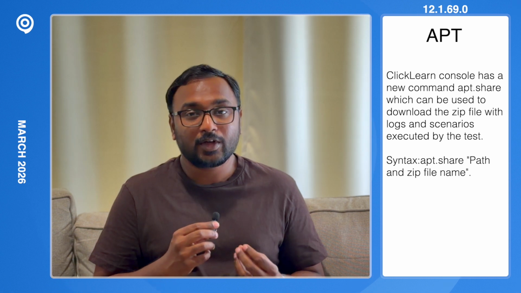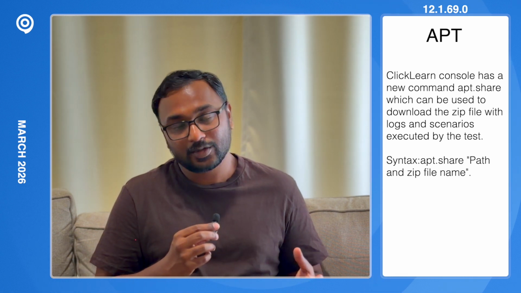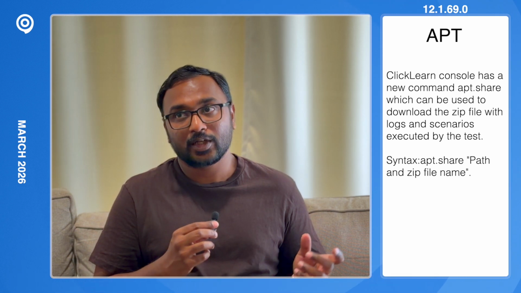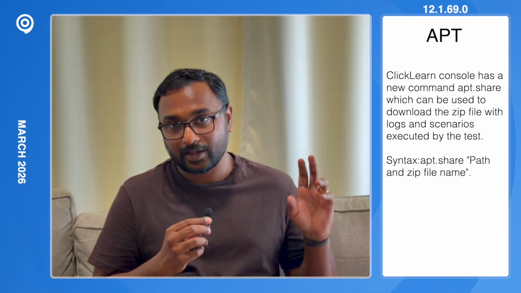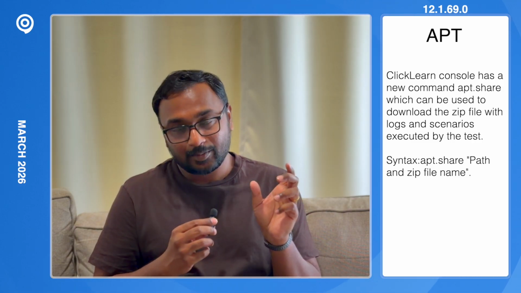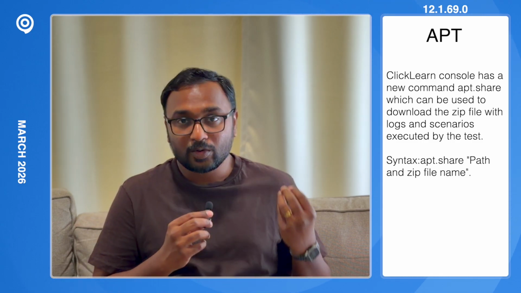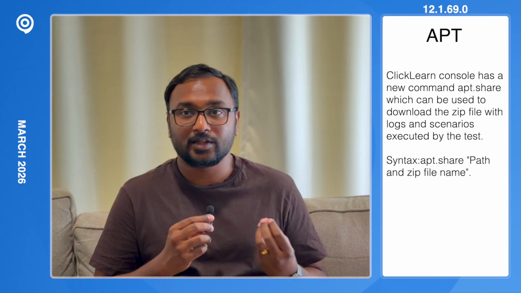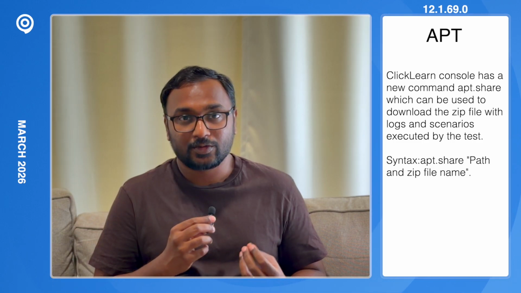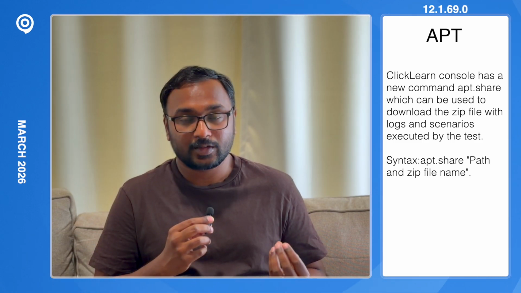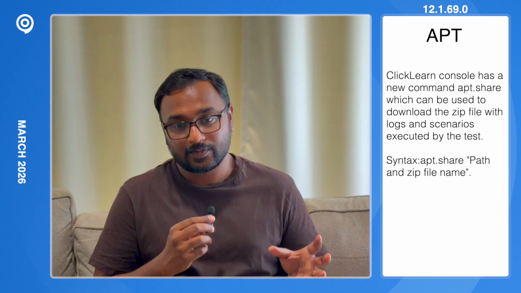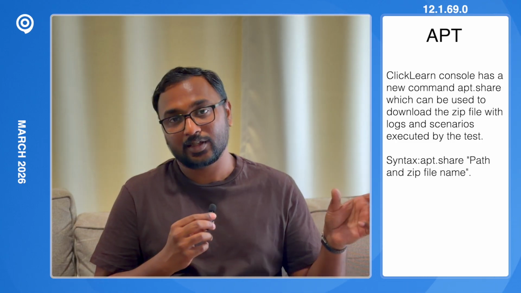With respect to APT in the ClickLearn console, we now have a new command that has been introduced in the console, and the command goes like apt.share, and in the brackets you can give the path name .zip, wherein you'd like to download the log files and the scenario files as well. So this contains the log files that have been executed as an APT file, as well as the scenario, the screenshots and the text that has run with it, if it has a recording.